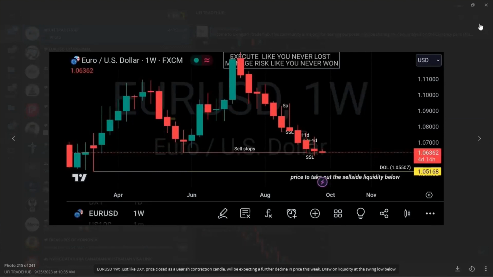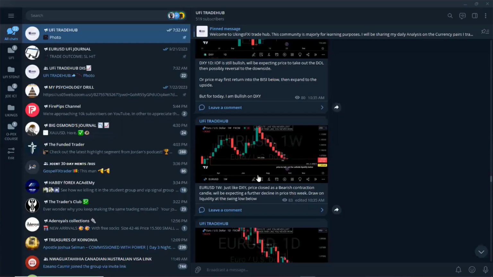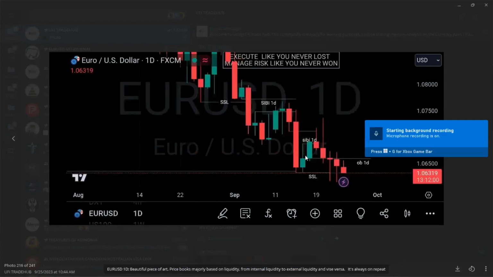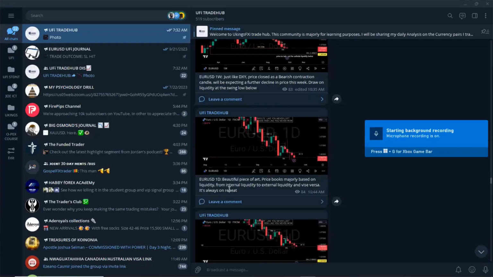So that's the expectation in my weekly bias. That's my expectation, and I wrote it down on my daily time frame. You can see what I wrote: price to continue to downside because it closed as a contraction candle. You can see it, beautiful price action.